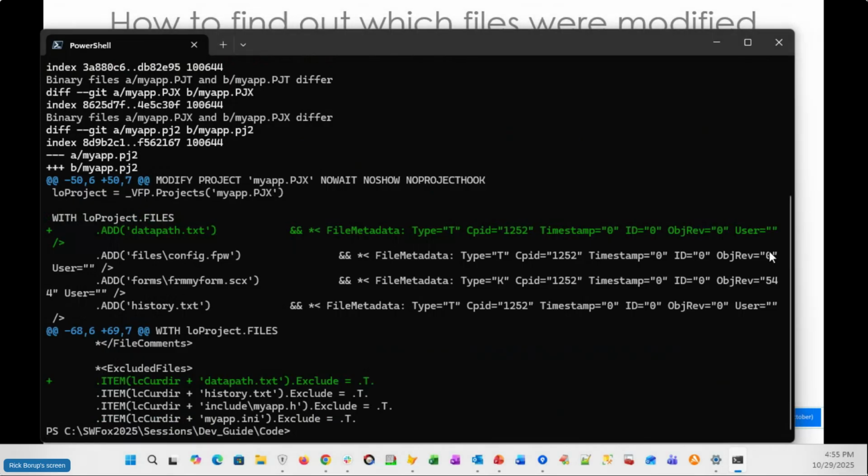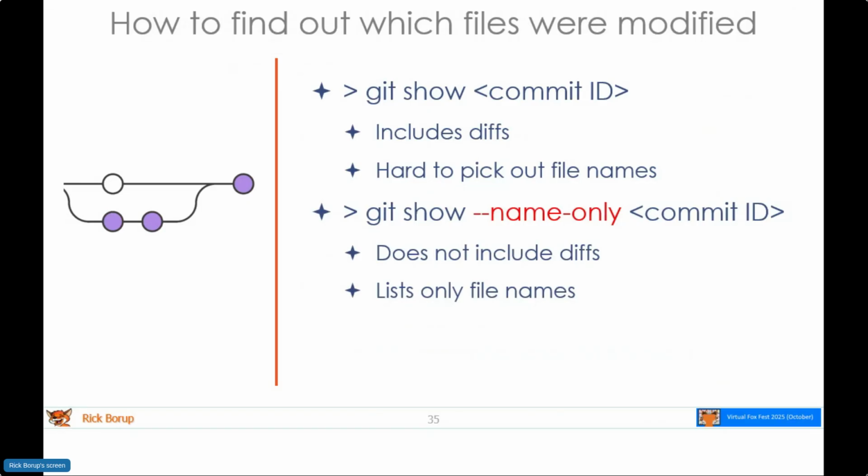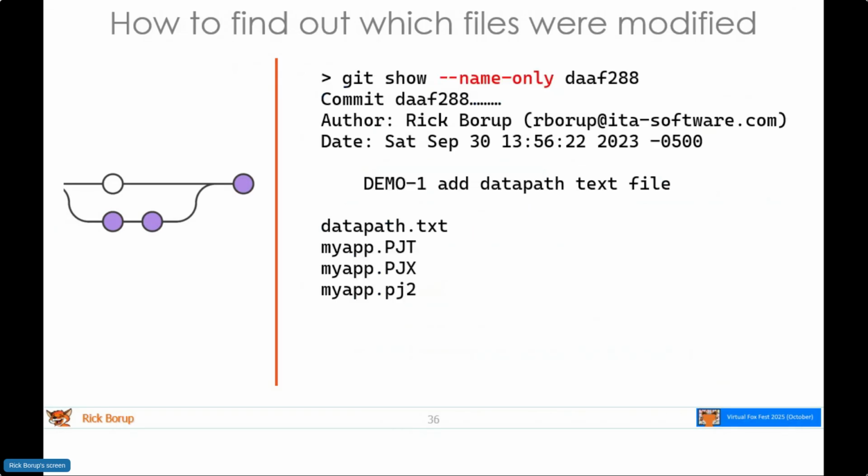Back to the slides for just a second. A better way is to use the dash dash name only option on the show command. And that does not include the diffs and lists only the file names. That looks like this. Much easier to see that in this case, 4 files were changed and which ones in particular.